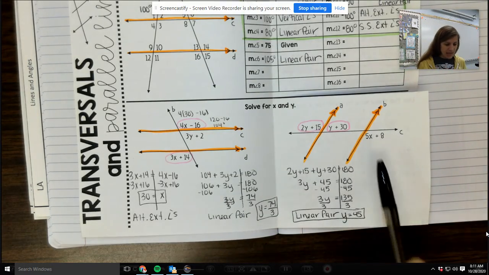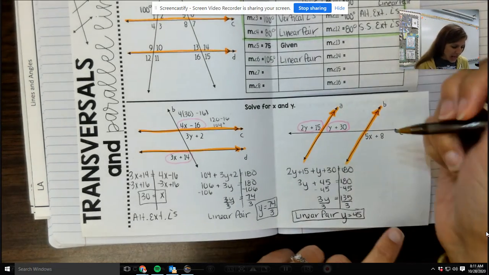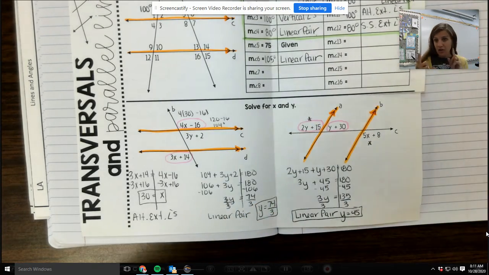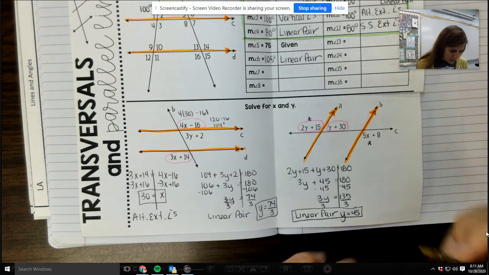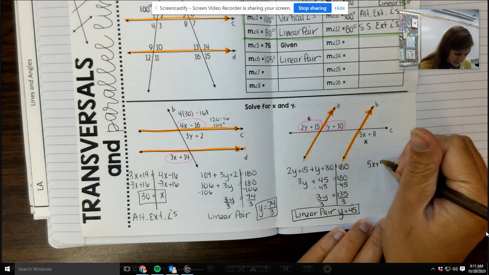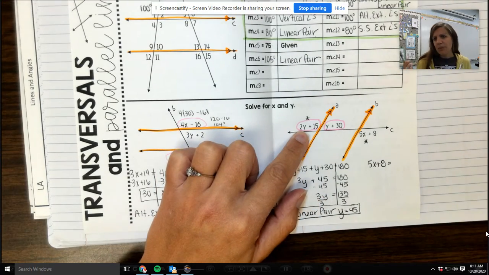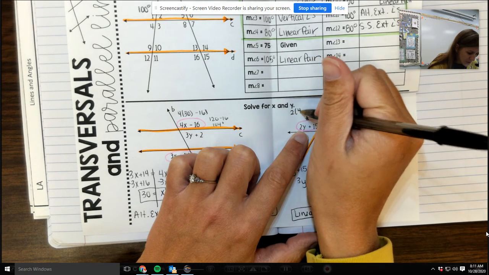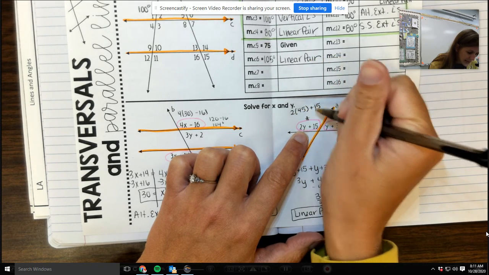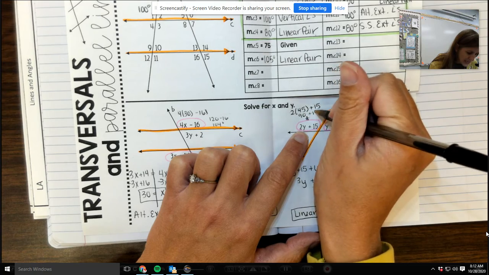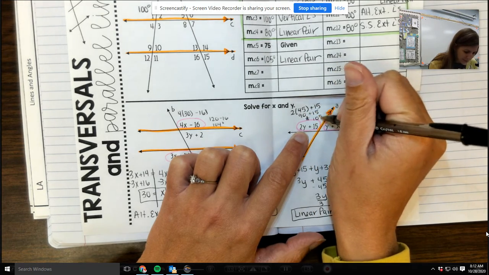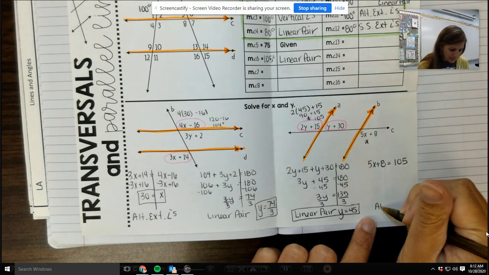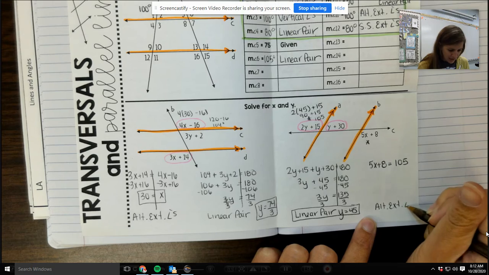Now, like the other ones, I don't really have a pair with x, but I could make a pair right here and right here. Those would be alternate exterior, and they would be equal. So I can say 5x plus 8 is equal to this, but I'm going to want to plug the y in so I know how much that is. So we'll do 2 times 45 plus 15. So 90 plus 15 is going to be 105. So we'll set that equal to 105.